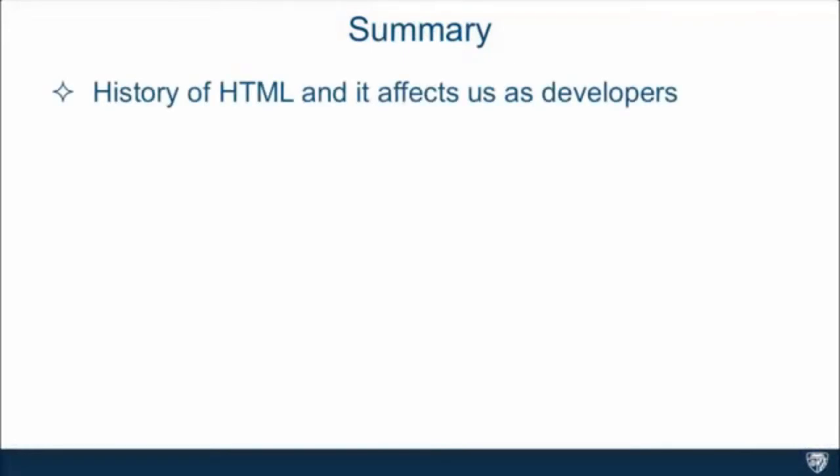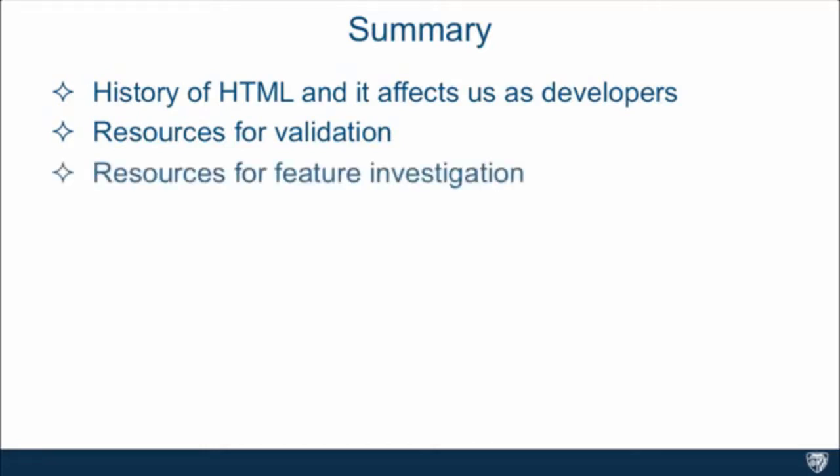So to summarize, we went over the somewhat relevant, hopefully, history of HTML and saw how it affects us as developers even today. I gave you some resources for validation of HTML, which gives you a little bit more of a comfort factor that your HTML will work in browsers properly. And I gave you some resources for feature investigation, like the website caniuse.com, which lets you know whether or not a particular feature is implemented in a particular version of a browser. And we also went over where you could look up browser statistics so you could make an informed decision of what browsers you should even target for your web application to begin with.